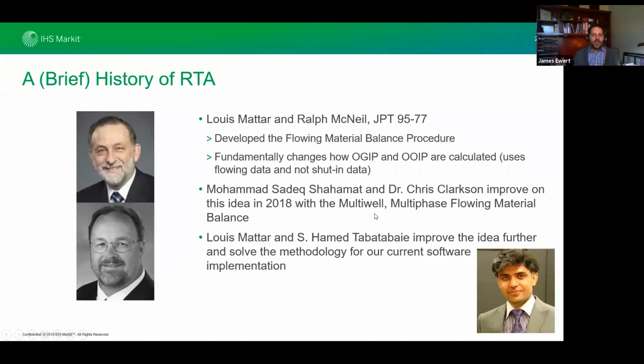Also, we have the flowing material balance, which is the worksheet that we use to get our original volumes in place without the need for that average reservoir pressure. I'll be touching on that equation in just a moment. But we have Louis Mattar at the top left, Ralph McNeil, and Hamed Tabatabaie at the bottom right. Also, Chris Clarkson have all worked towards getting a material balance plot that uses flowing pressures and rates in order to get a sense of your contacted volume without having to shut in the well.